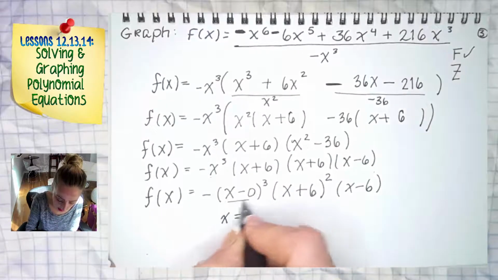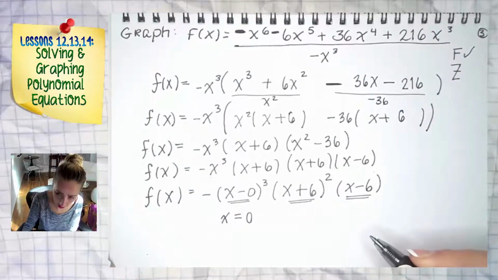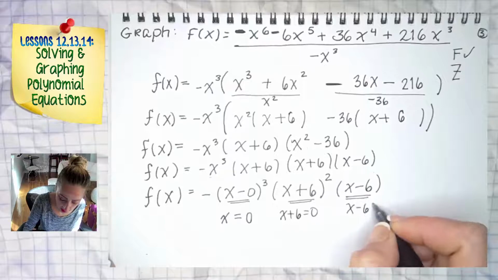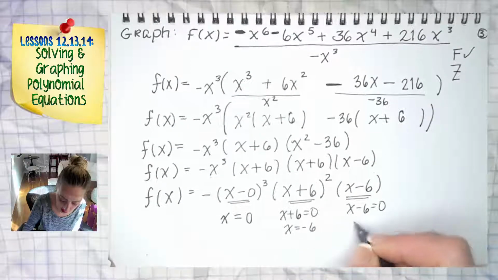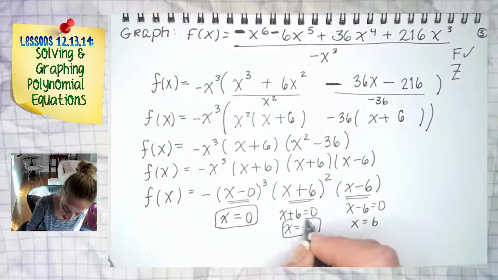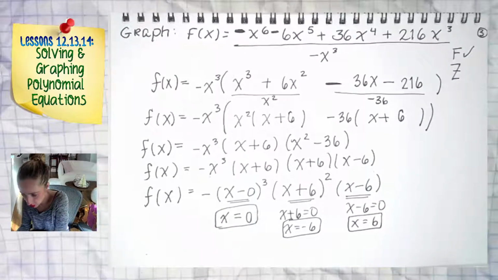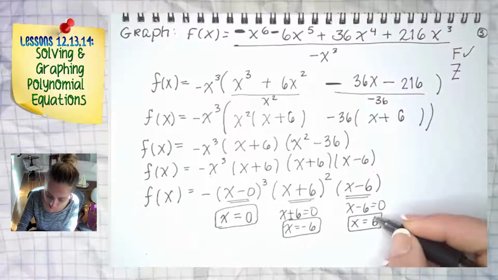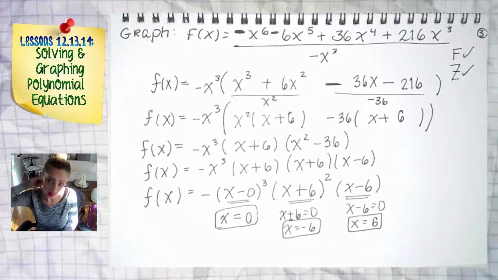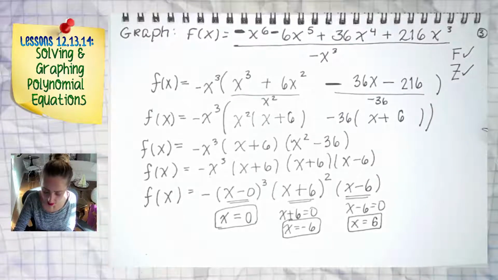setting the inside, so don't worry about the cube, the inside or the square of each parenthesis or factor, yes, good, equal to 0. So x plus 6 is equal to 0, x minus 6 is equal to 0, so x is negative 6 and x is 6. So if you got the three numbers that I got for your zeros, let me know in the chat, type a smiley face or something. If you got the same three x-intercepts, same 3 zeros, type me a little smiley face in the chat. We got our zeros, at least you had that. Okay, smiley face, yes, that's all good. All right, so that's a good start.